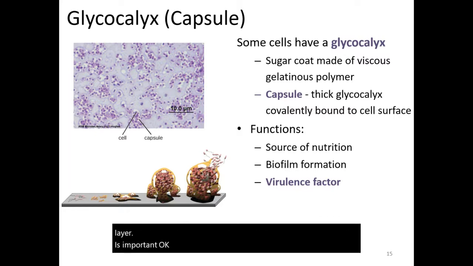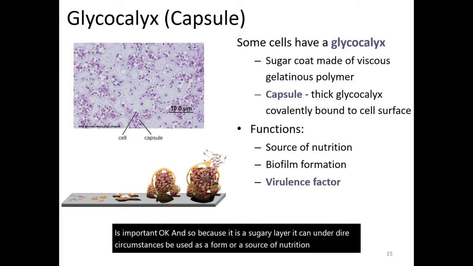Because it is a sugary layer, it can, under dire circumstances, be used as a source of nutrition, okay? But it can also help organisms form a biofilm. We talked about biofilms during the Intro to Micro series. And remember, biofilms are a community of organisms. Different organisms can get together and hang out with one another, forming a little community. And that's what you see on this picture right over here, this bottom picture.